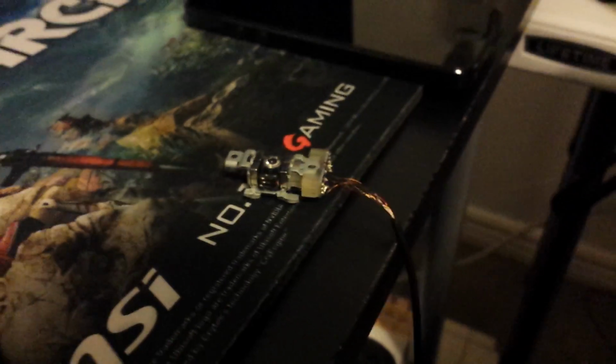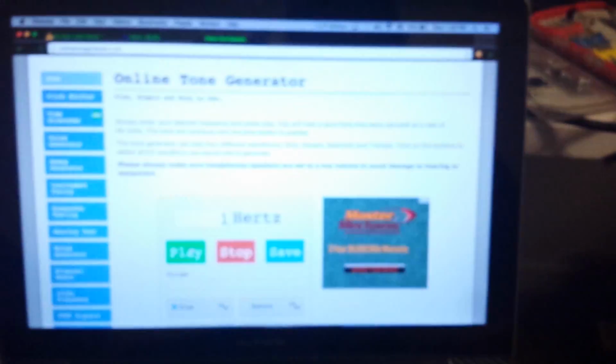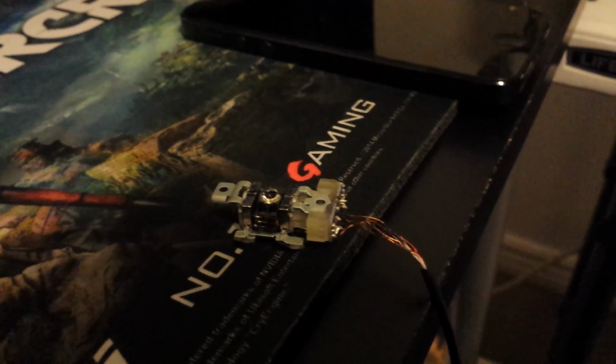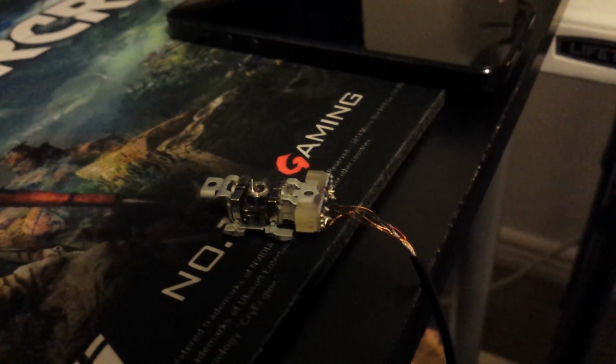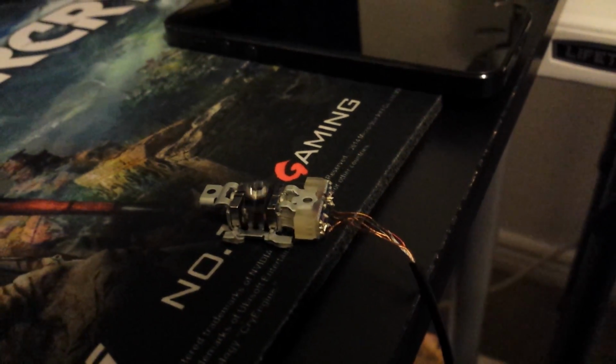What I have it hooked up to is an audio cable that goes into my computer with a frequency generator on it. Right now I have it at 1 hertz, and that's on a sine wave. If I put it onto a square wave, it kind of jumps a little bit.